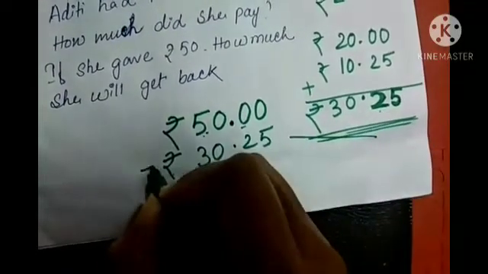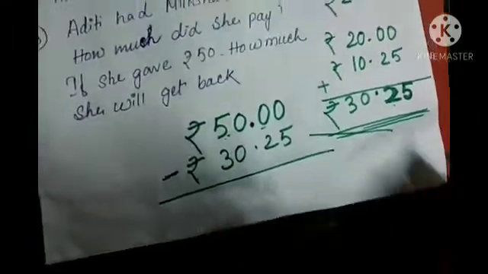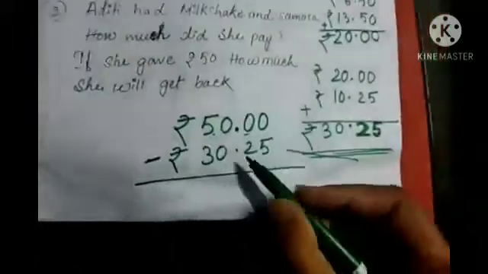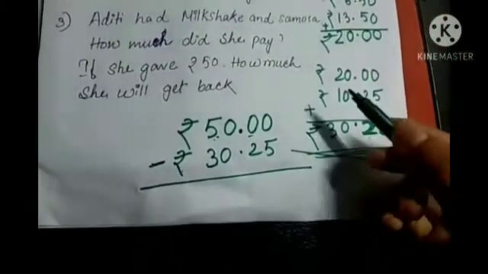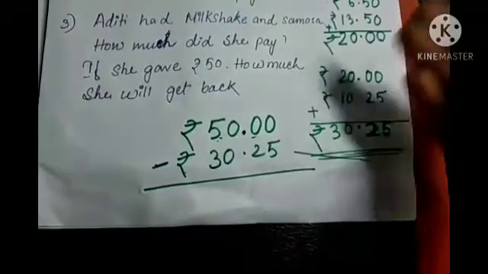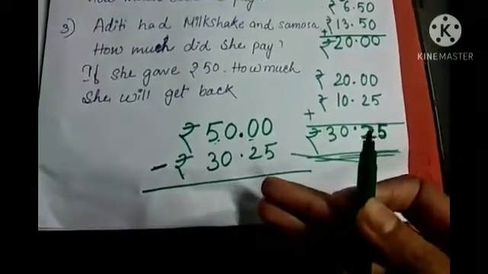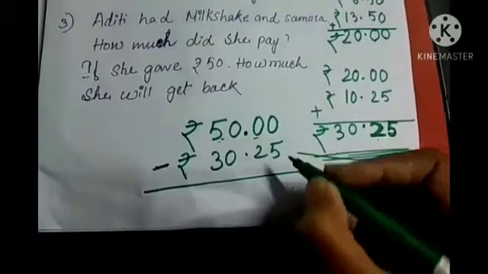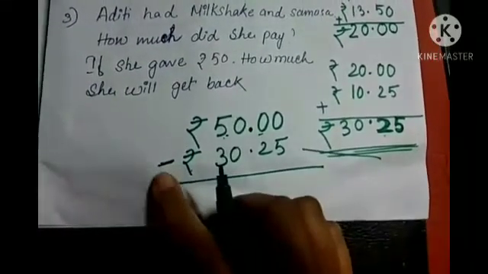Now you see why we are choosing subtraction here, because this much money she has to pay to the shopkeeper and this much money she paid, so in return she will get something, right? So that's why we have to choose subtraction.